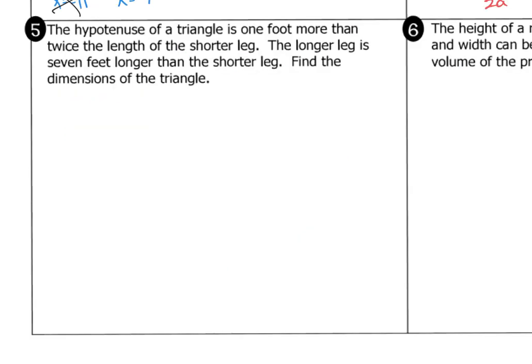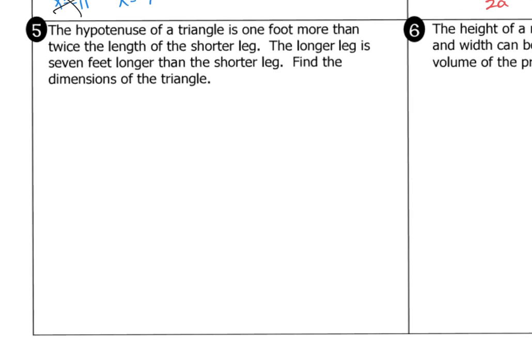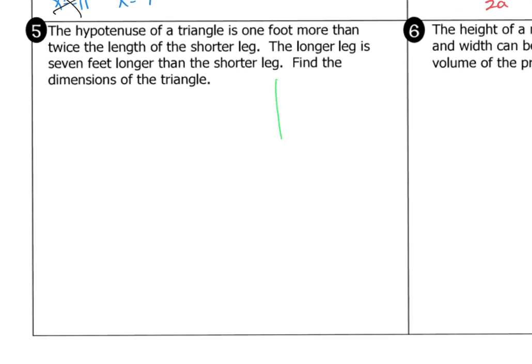Okay, number 5. The hypotenuse of a triangle is 1 foot more than twice the length of the shorter leg. The longer leg is 7 feet longer than the shorter leg. Find the dimensions of the new triangle. So we know we have a triangle again, and it is giving us all 3 sides. It's not giving us an area, so we are going to have to use a little bit different formula here. We know that we have a shorter leg, a long leg, and a hypotenuse. Those are the 3 that it talked about.